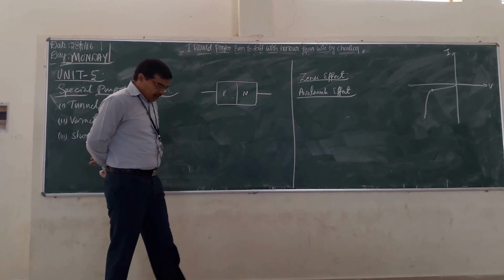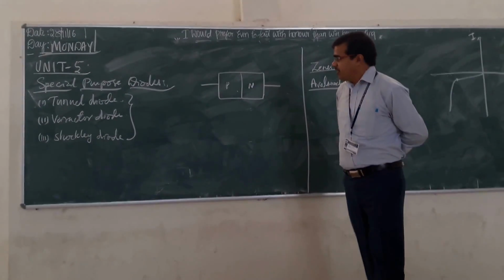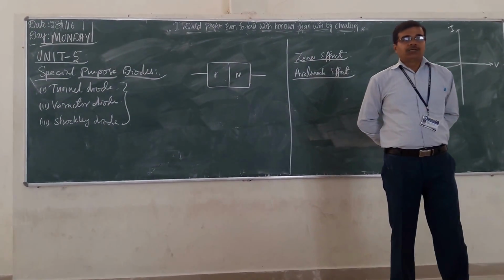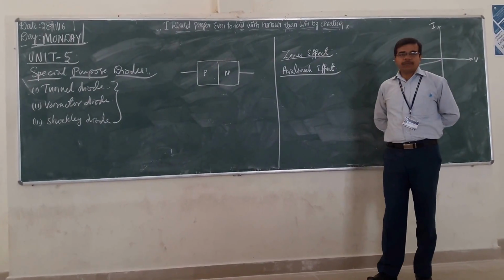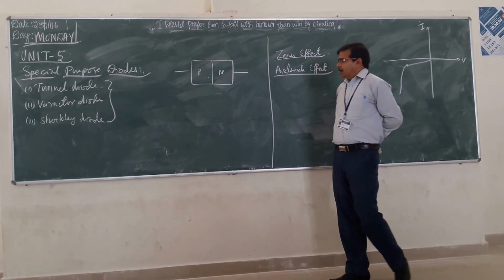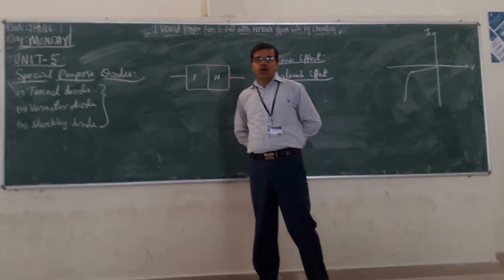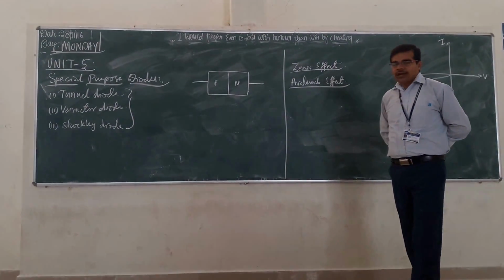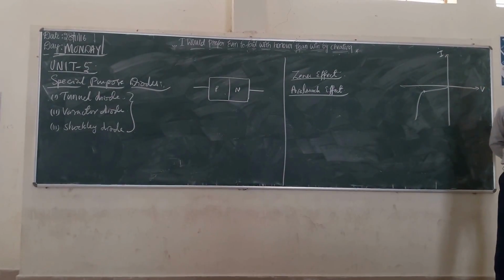Earlier, we started with the PN junction diode. We are using the PN junction diode as a rectifier. Apart from the PN junction, we also have some special purpose diodes. In special purpose diodes, we have the tunnel diode, the varactor diode, and the Shockley diode. All these are special purpose diodes.